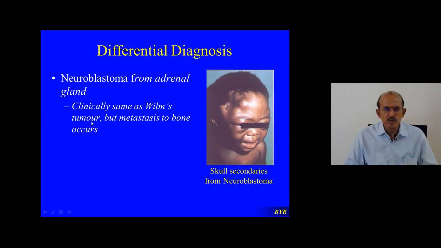Clinically same as Wilms tumor, but metastasis to bone occurs frequently in neuroblastoma. In case of nephroblastoma, metastasis to bone is rare. Then another differential diagnosis to be made in a child is hydronephrosis. A tense hydronephrosis may be mistaken for Wilms tumor.